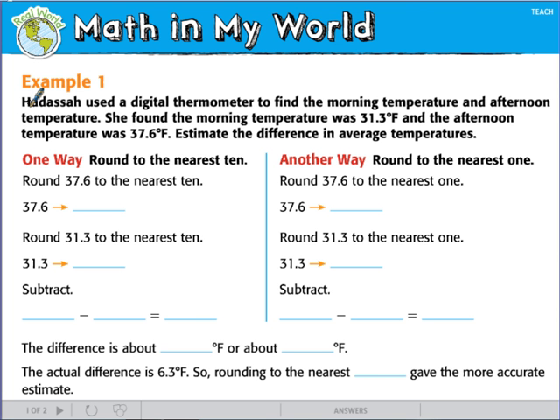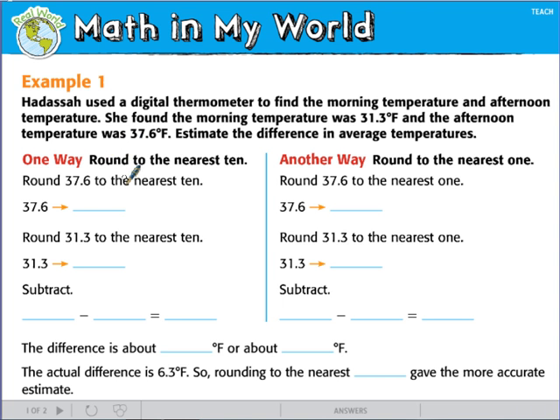All right. In your math book, example number 1. It says Hadassah used a digital thermometer to find the morning temperature and afternoon temperature. She found the morning temperature was 31 and 3/10 of a degree Fahrenheit, and the afternoon temperature was 37 and 6/10 of a degree Fahrenheit. Estimate the difference in average temperatures.